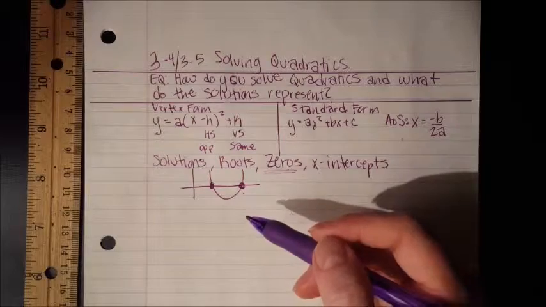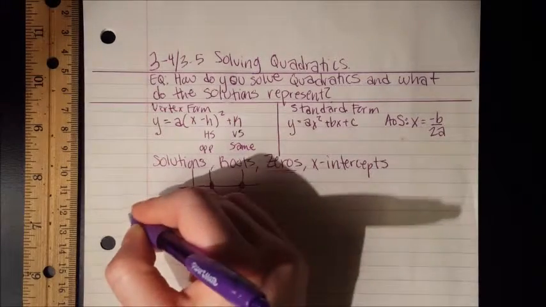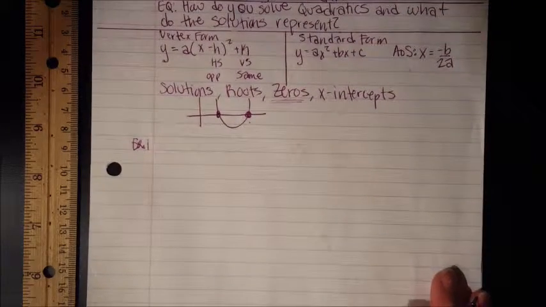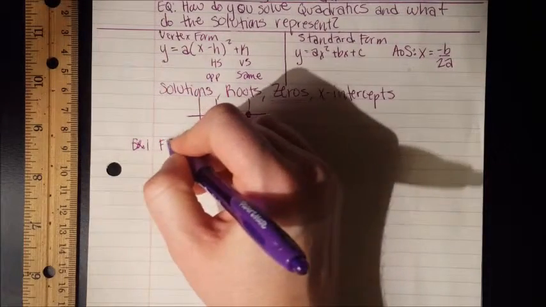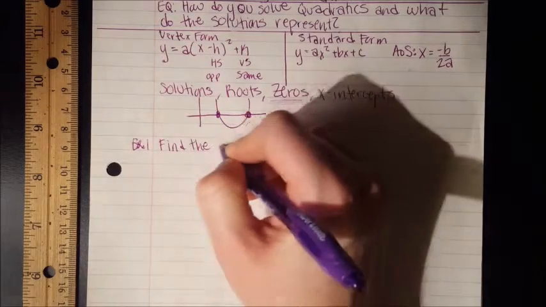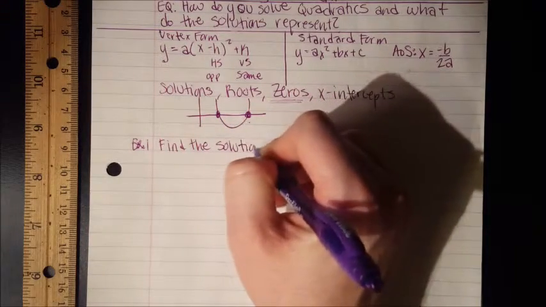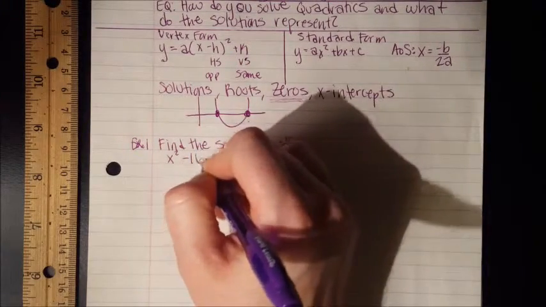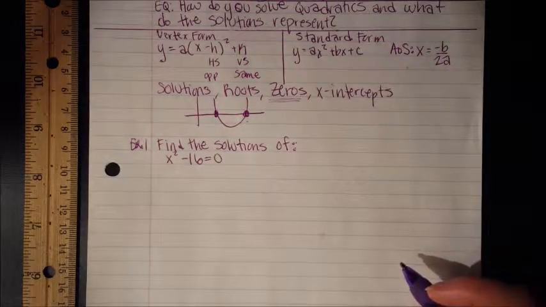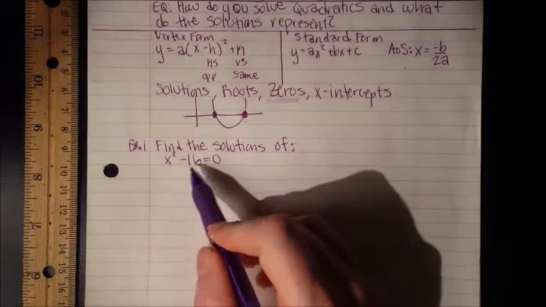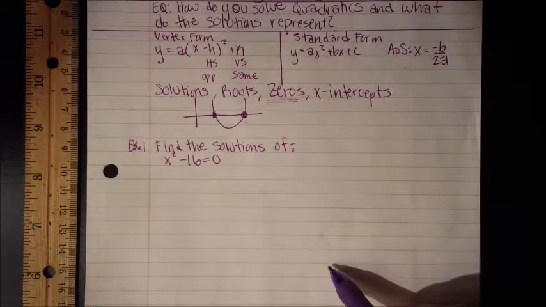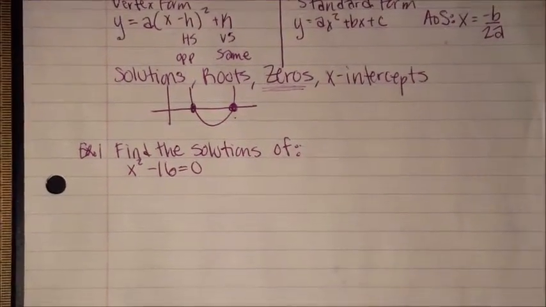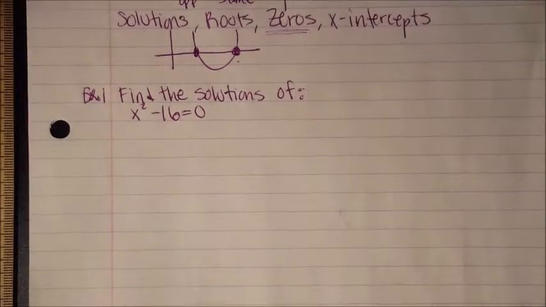Okay? Our first example. Example 1. Find the solutions of x squared minus 16 equals 0. Okay, it's just a basic equation, and it's a quadratic equation because of the squared. Actually, zoom that in a little bit. There you go. So you can see that a little bit better.